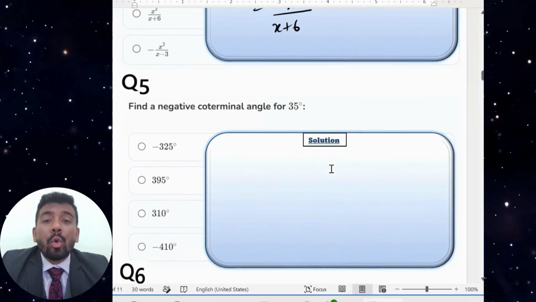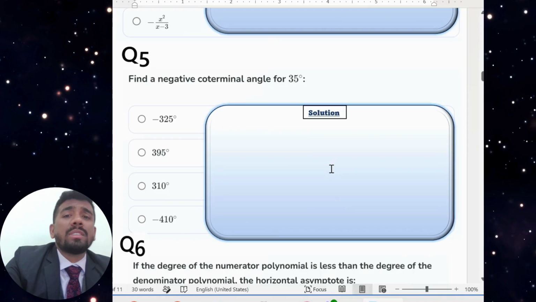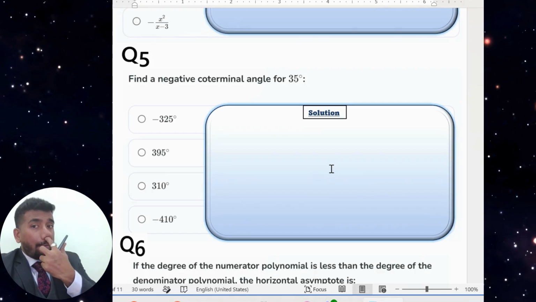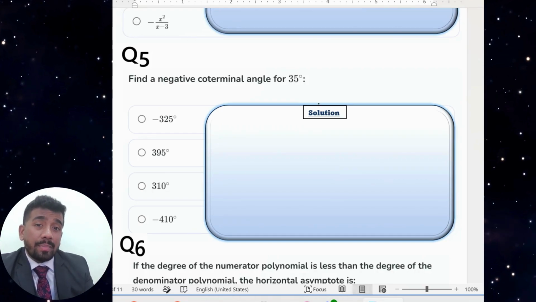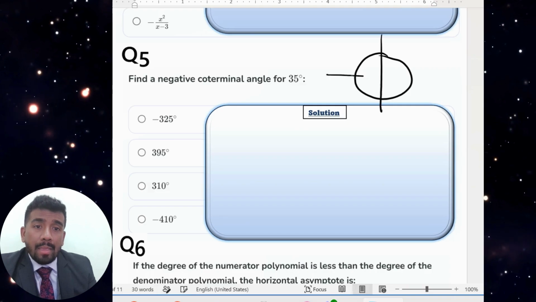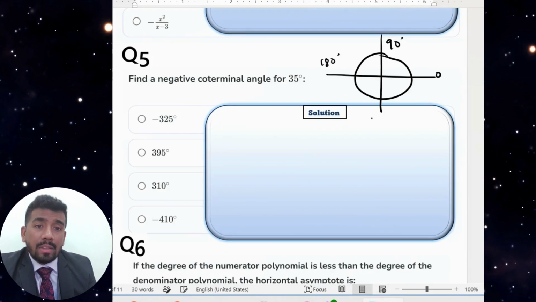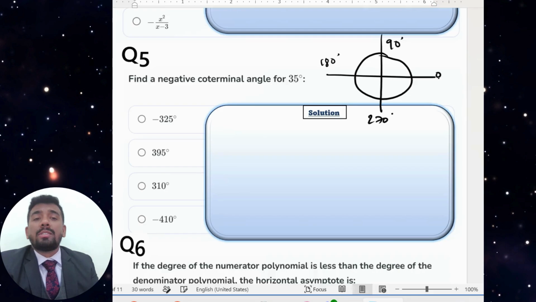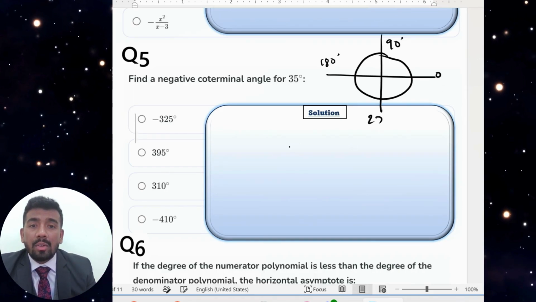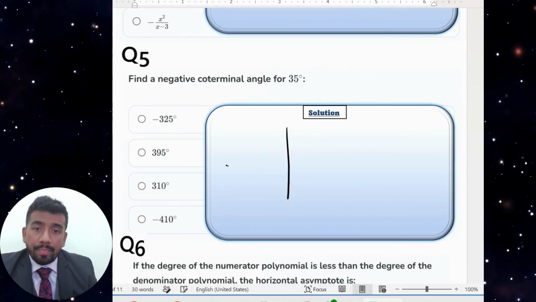Find a negative coterminal for 35. What is a negative coterminal? Coterminal is something which is at the same angle, but on the other side. If they say negative, it should come out negative. Let me show you how. First of all, 35, where will 35 come? That's your 0 degree, that's your 90 degree, that's 180, that's 270, and that's 360. Let me draw it down. That's the space. So you have here.